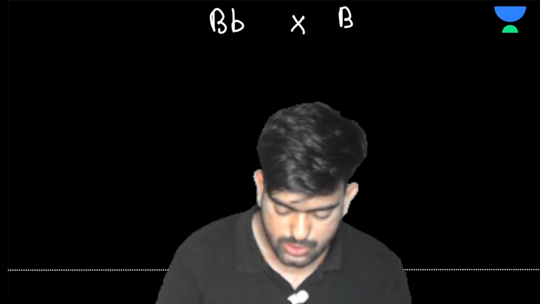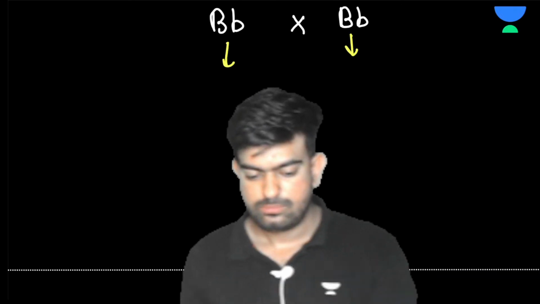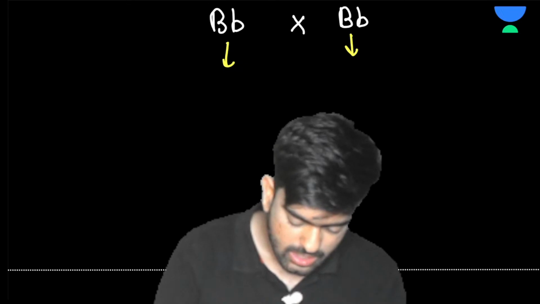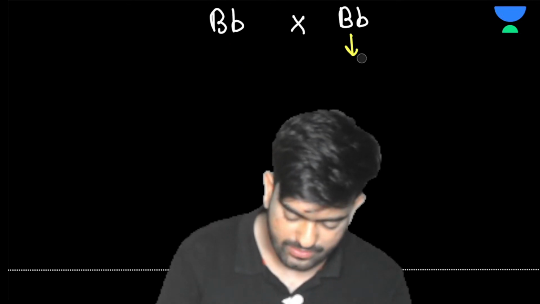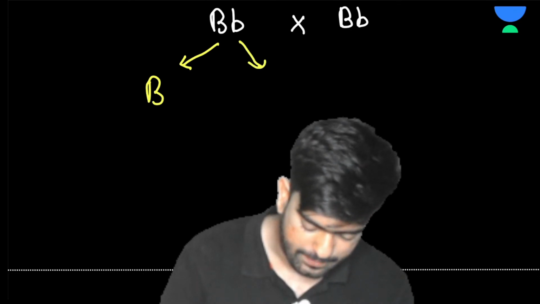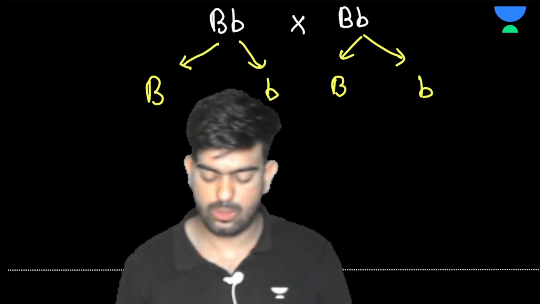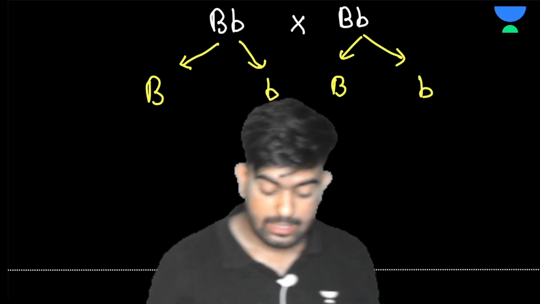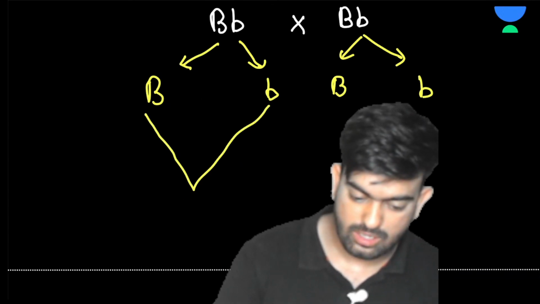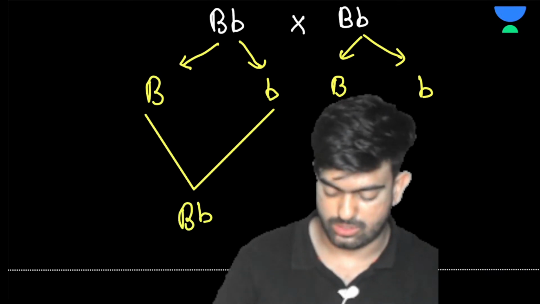Capital B, small b, and capital B, small b. Clear? Now here we have two types of gametes. Each one of them is going to produce two types of gametes: capital B, small b. Capital B, small b. Clear? Now there is a chance of having that small b combination.